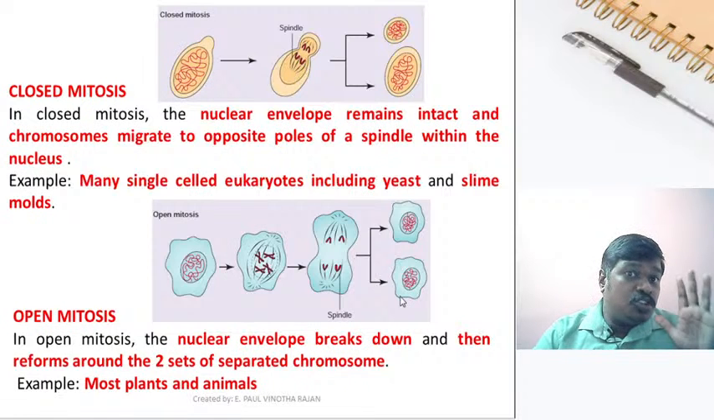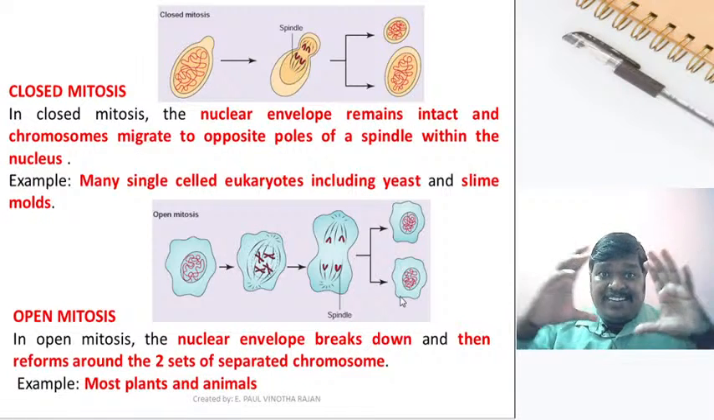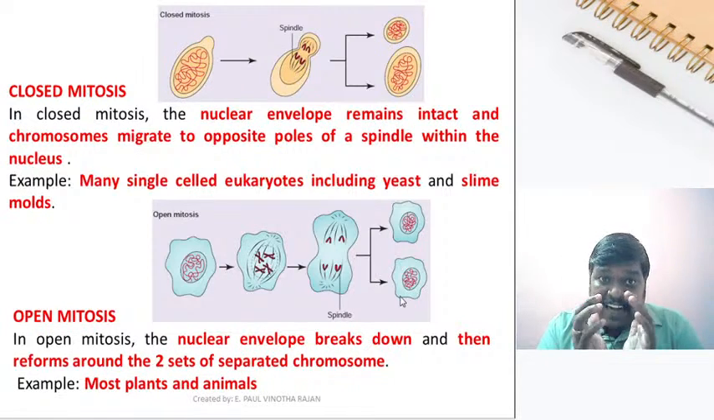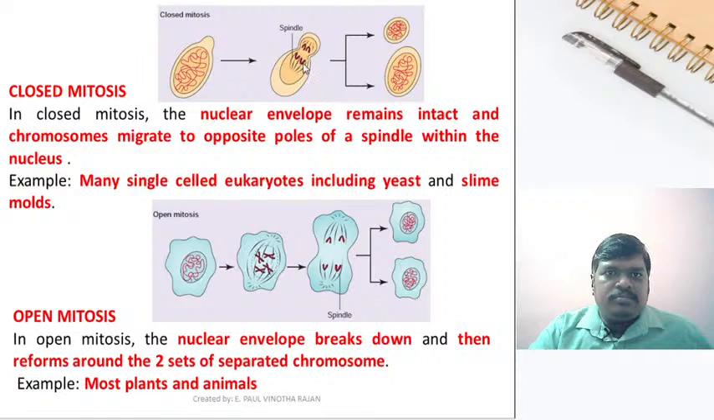That is called closed mitosis. Here, the whole cell division process occurs within the nuclear envelope. You can see the nuclear envelope here also, here also. That's why it's called closed mitosis. This occurs mostly in eukaryotic organisms such as yeast and slime molds.